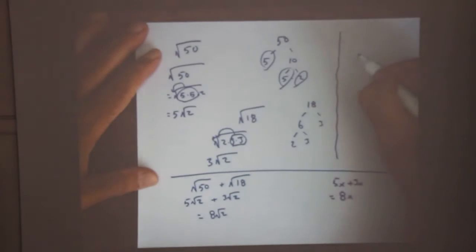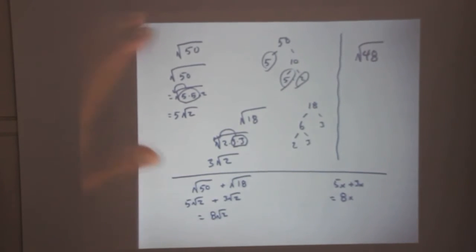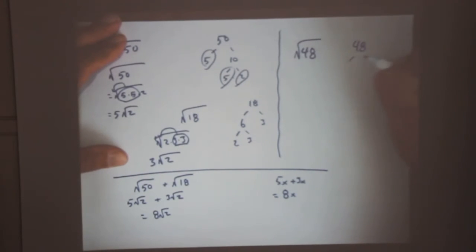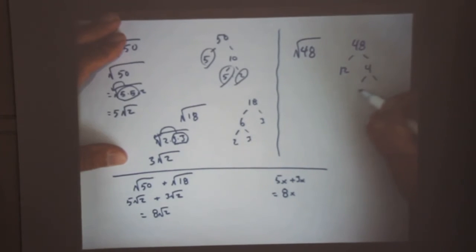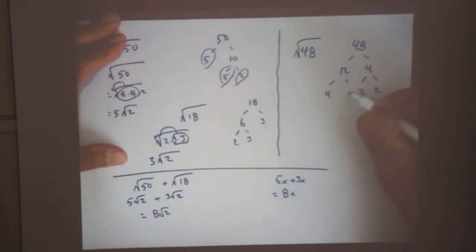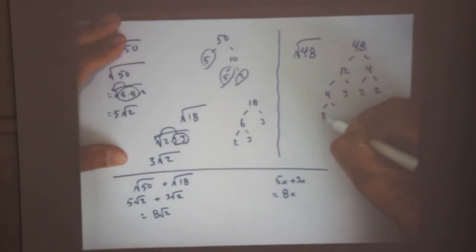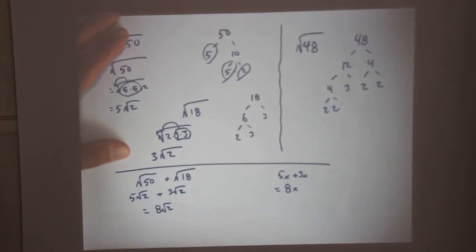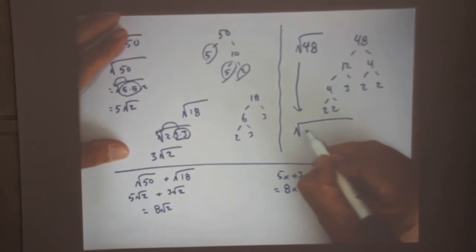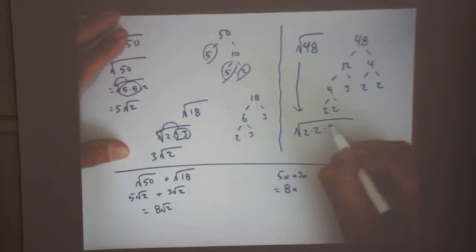Let's say, for example, we wanted to simplify the square root of 48. Square root of 48, again, we would say, well, 48 is the same thing as 12 times 4, and 4 is the same as 2 times 2. 12 breaks up to 4 times 3, and then this 4 breaks up to 2 times 2. So this one has a length of factors. Square root of 48 is the same thing as 2 times 2 times 3 times 2 times 2.